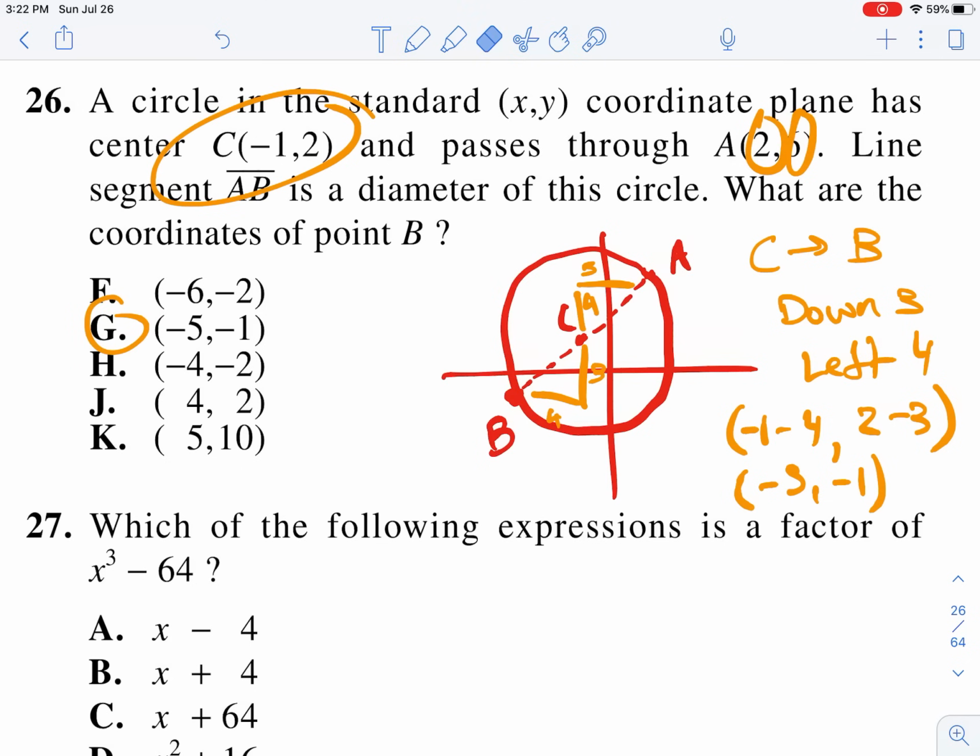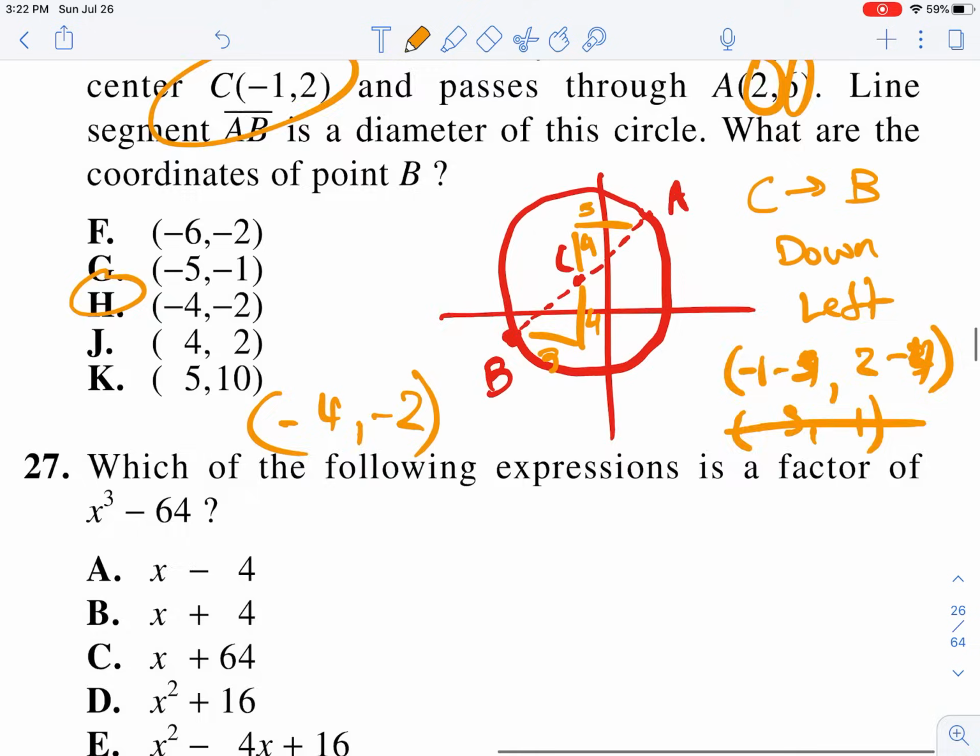Let me see where I made the mistake. So we're going left 3. Oh, I made the mistake of doing down 3. You're actually going left 3. Apologies for that. So you're going down 4. Okay, I see. Down 4, left 3. So if you're going left 3, you're going to end up getting negative 4, negative 2. Yeah, that would work. This turns to a 3, this turns to a 4. That's the answer. So it's H. Apologies for the error. I make mistakes too.